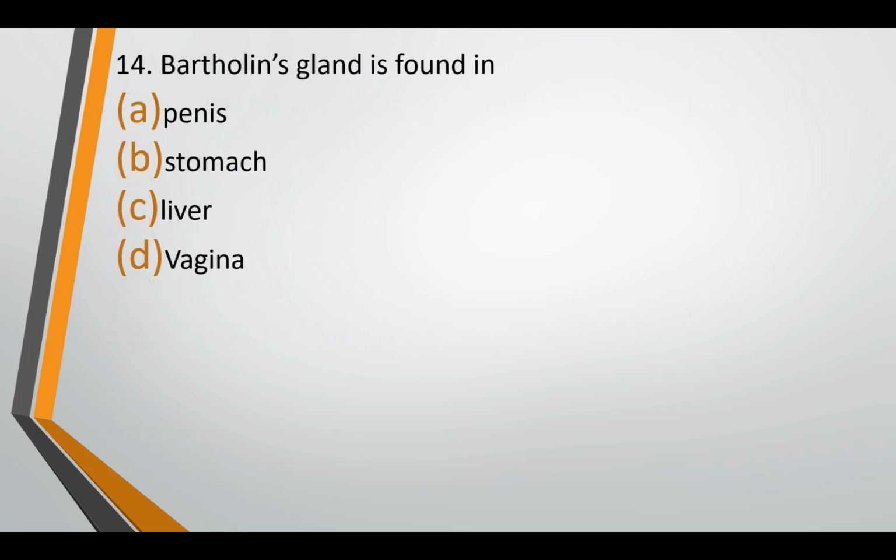Question number 14. Bartholin's gland is found in the penis, stomach, liver, or vagina. Bartholin's gland is found in. The correct answer is option D, that is vagina.